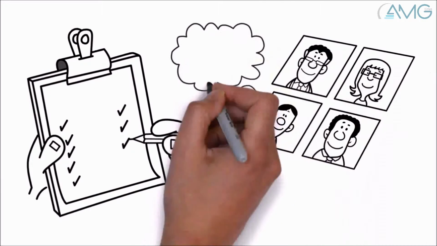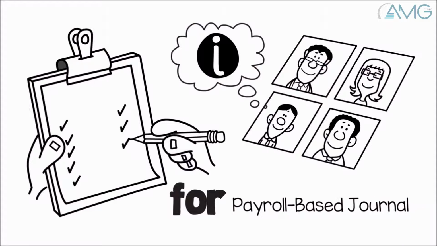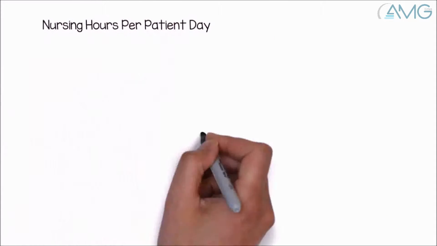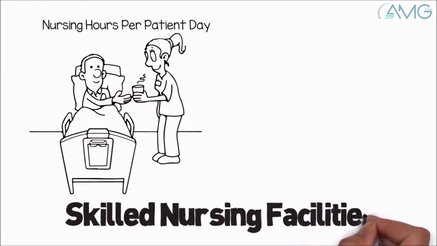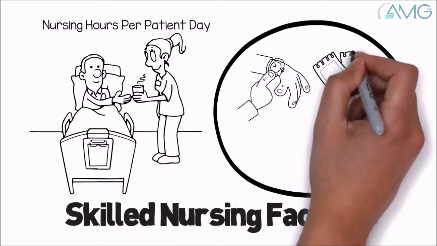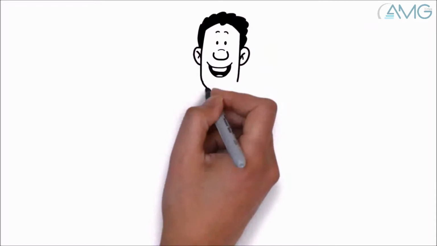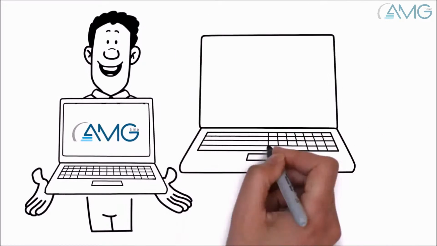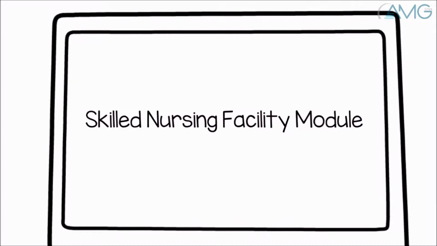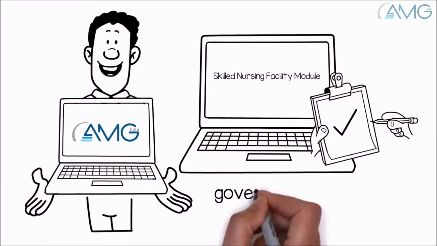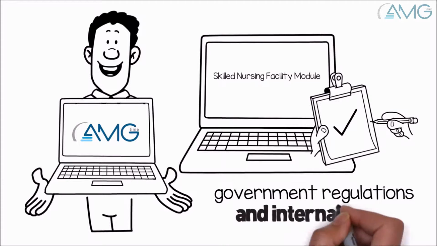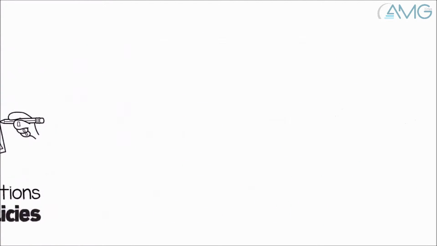From compiling required census and staffing information for payroll-based journal to monitoring nursing hours per patient day, skilled nursing facilities have a lot of moving pieces when it comes to managing their workforce. Fortunately, AMGtime has built a skilled nursing facility module in our software to help facilities meet the minimum requirements set by both government regulations and internal policies.